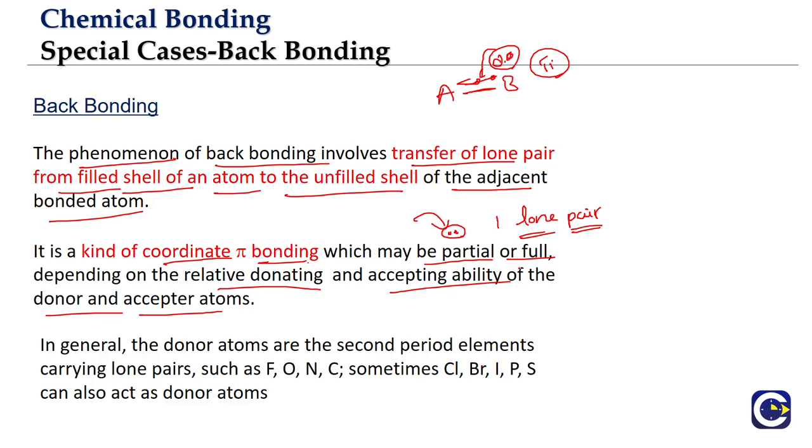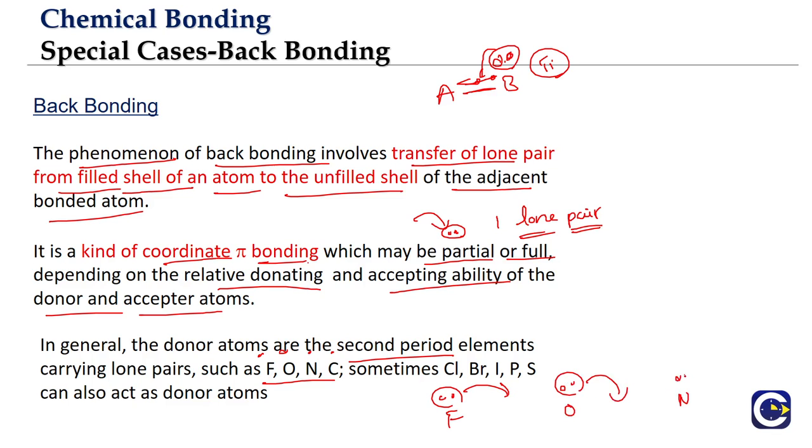Now, what are these donor atoms? The donor atoms are typically these second period elements which will have the lone pairs, like fluorine, oxygen, nitrogen, carbon. Because of their small size, they will have electronic repulsions in them. And if they have a lone pair, the donating ability will be what? Increasing. Whether it is fluorine or oxygen, yes, of course, they are electronegative. These elements are electronegative, but the donating ability is because of the lone pair present on them.